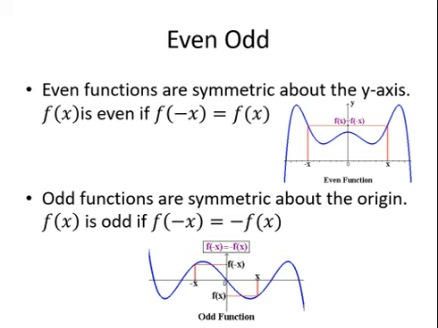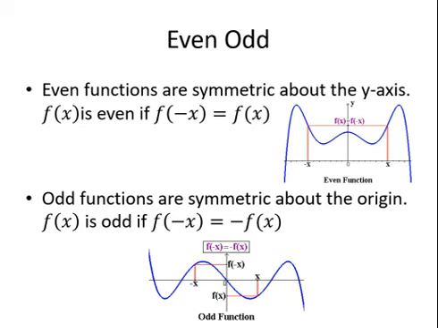And so we have an example here, that top one. As you see, you can kind of fold it over the y-axis, and it's going to be the exact same function. The odd functions are symmetrical around the origin. So as you plug in a negative x value, you should get the opposite y value. So if I plug in an x of 3 and I get a 4, when I plug in a negative 3, I should get a negative 4.